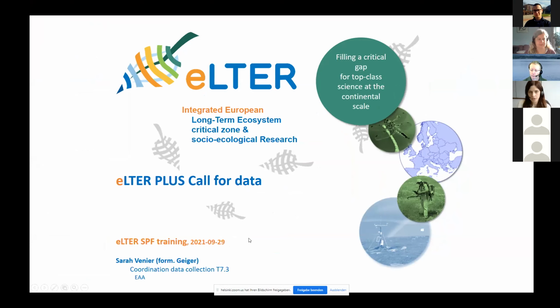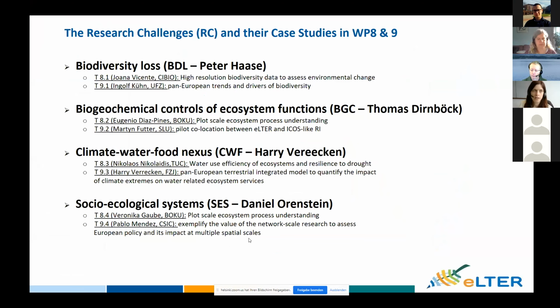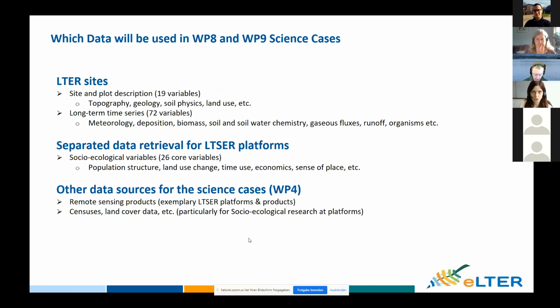So yeah, I'm going to talk about the data call today, and just to remind you of the research challenges that are looking for the data, work package 8 and 9. Those are the 4 research challenges and their case studies: biodiversity loss, biochemical controls of ecosystem functions, climate, water, food nexus, and the socio-ecological systems. I think I don't have to go into detail. We heard about that, but just to remind you, in those science cases, they need different data from eLTER sites.